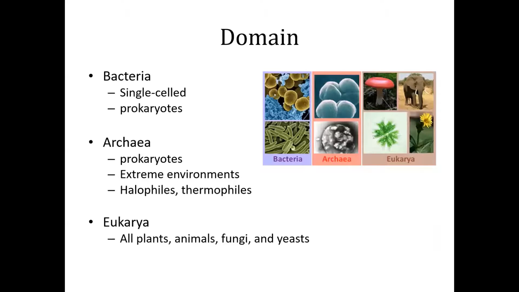Bacteria are single-celled prokaryotes. They do not have a nucleus. They do not have membrane organelles. Archaeans are prokaryotes as well. For this class, we're going to learn them as organisms that exist in extreme environments. So things we call halophiles or thermophiles, salt-loving or heat-loving. Everything else that you can probably think of is in Eukarya. That includes all the plants, all the animals, fungus, and yeasts.